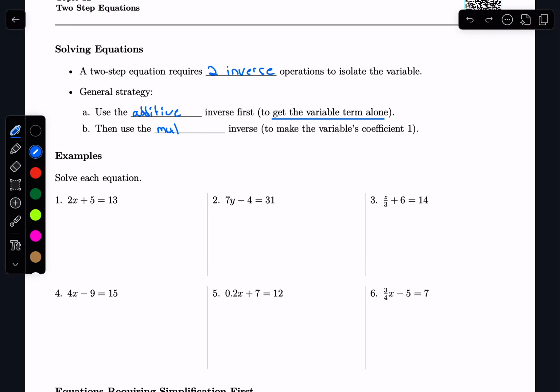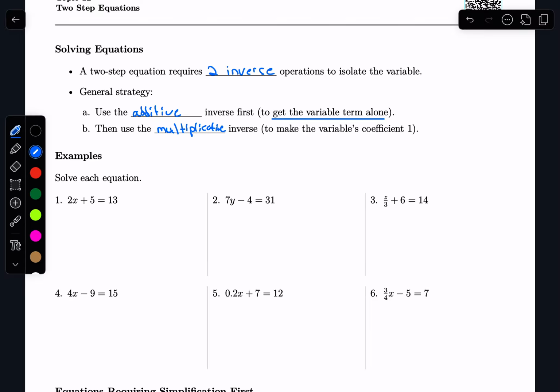Oops, if I could spell, multiplicative. And the multiplicative inverse is going to be what makes our coefficient 1. So in one-step equations, we did both of these things. We either use the additive inverse or we use the multiplicative inverse, but now we're going to have to do both. And the important thing is that we go additive inverse first, move things around, and then use the multiplicative inverse at the end to make the variable's coefficient 1.